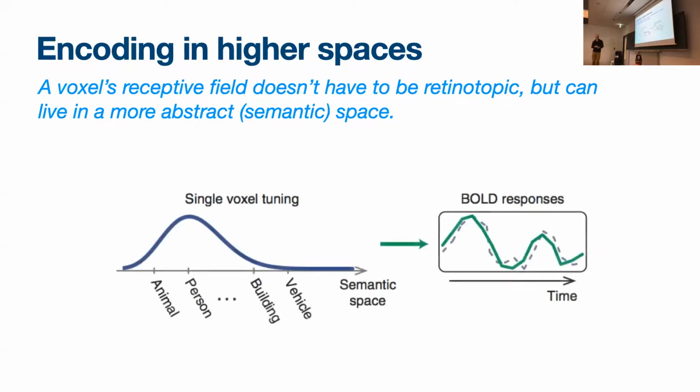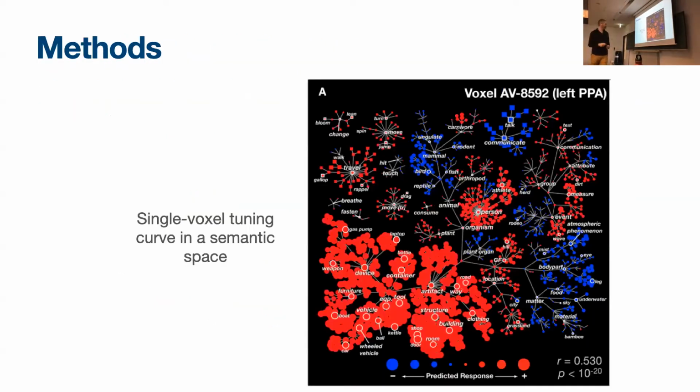So what this means is that if you look at a single voxel's tuning, you can create a sort of receptive field structure over a semantic space. That's the idea. And with that, you can then start to predict BOLD responses over time. That's how you perform this type of analysis. What you then get is single voxel tuning curves in the semantic space. There is no real visual space analogy here. You have to think deeply about what space concepts live in. Any idea? No, right? And so there are methods to find this.